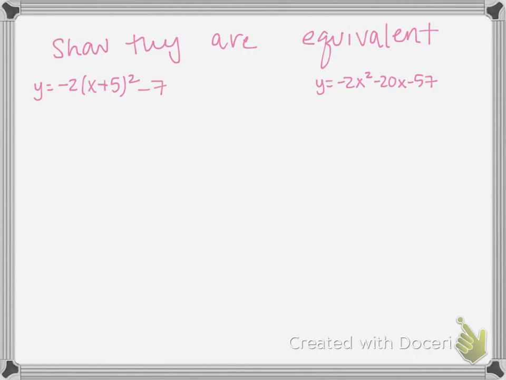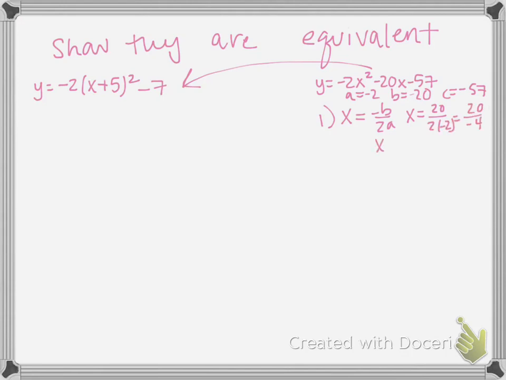Okay, so you've got different methods, and you're trying to get to vertex form. So let's say we choose this direction here. I could use my first method that I talked about today. So x equals negative b over 2a. Here a is negative 2, b is negative 20, and c is negative 57. So x equals negative b, negative negative 20, which is 20, over 2 times a, so 20 over negative 4. So my x equals negative 5.